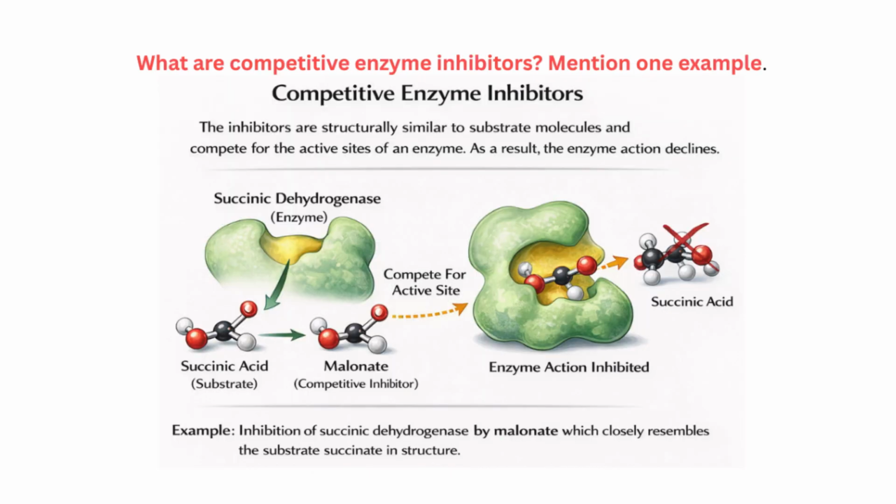8. What are competitive enzyme inhibitors? Mention one example. The inhibitors are structurally similar to substrate molecules and compete for the active sites of an enzyme. As a result, the enzyme action declines. Example: inhibition of succinic dehydrogenase by malonate, which closely resembles the substrate succinate in structure.